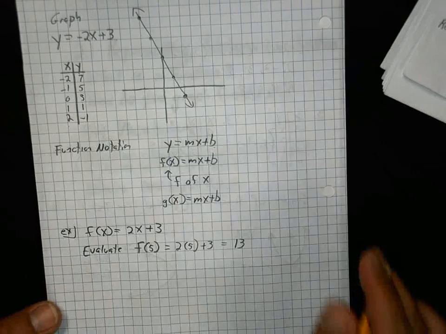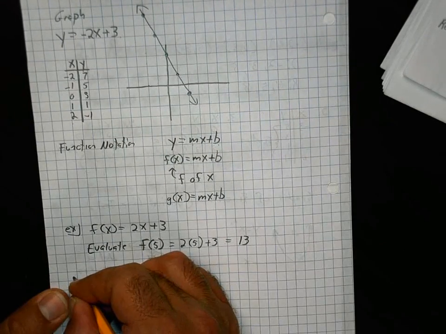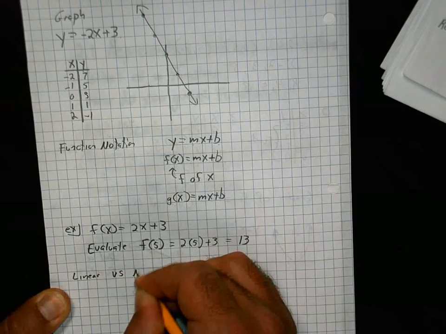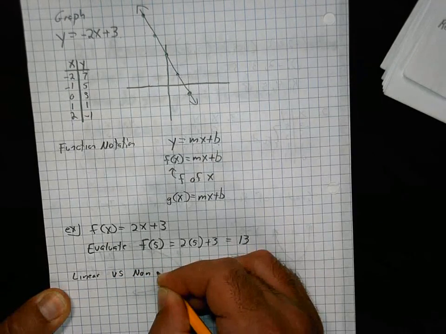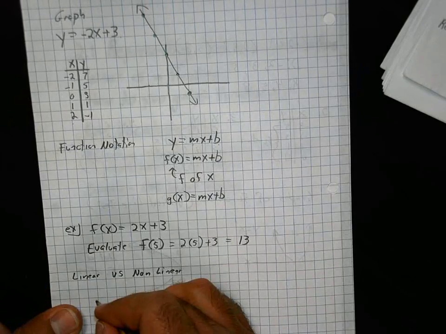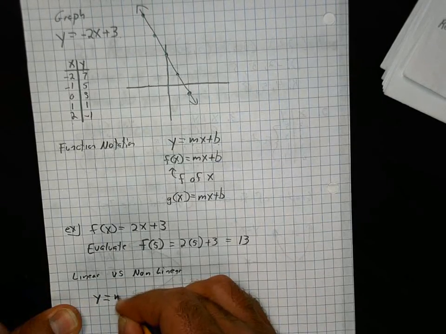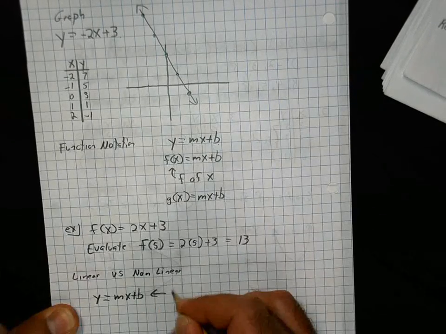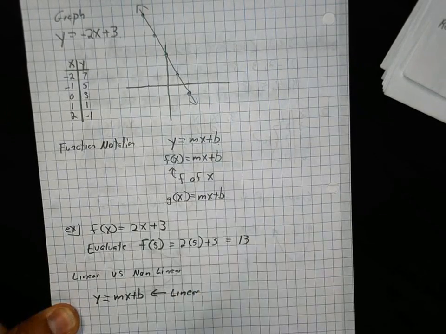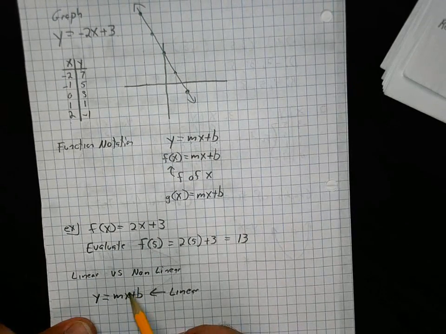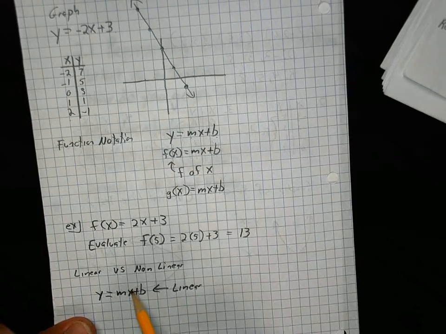And finally, the other thing in this section is linear versus nonlinear. Okay. So anything that can be written in the form of y equals mx plus b is linear. Anything that is doing something to the x, like squaring, things like that, would be nonlinear.